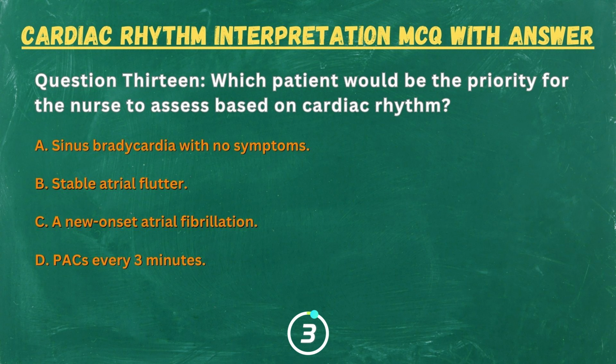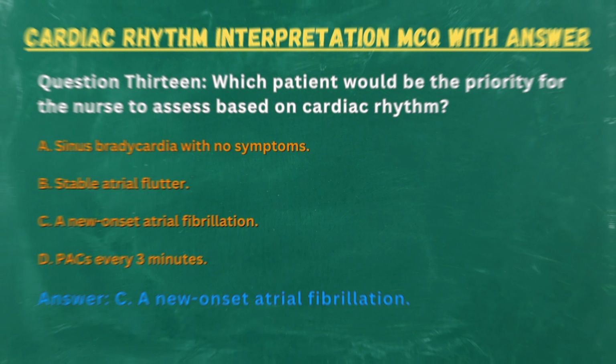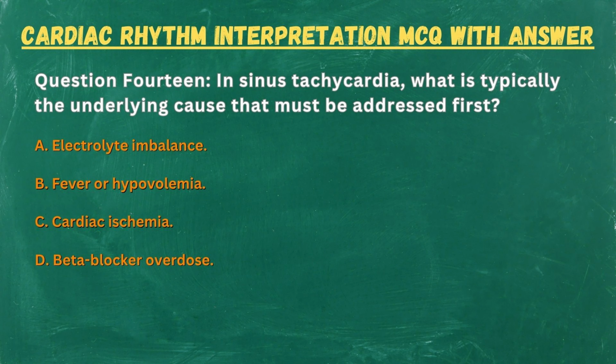Answer: C. A new onset atrial fibrillation. Question 14. In sinus tachycardia, what is typically the underlying cause that must be addressed first? A. Electrolyte imbalance. B. Fever or hypovolemia. C. Cardiac ischemia. D. Beta blocker overdose.